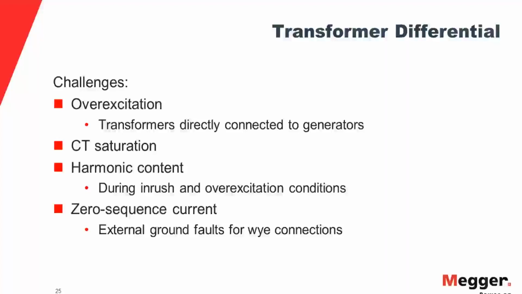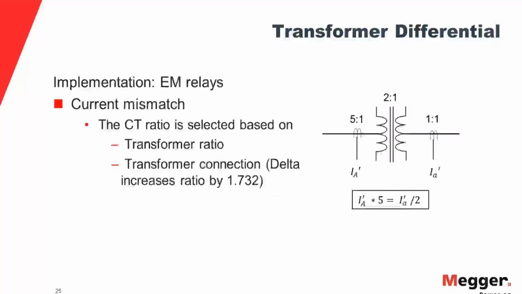The overexcitation typically happens to the transformers or to the transformer differential that are directly connected to the generators. Generators could be unit generators, or it could be direct generators which are connected to the breakers directly, or there could be a generation transformer that is a step-up transformer that is connected to the generators as well. So overexcitation is the challenge that is typically faced by the transformer differential that are connected to the generators.